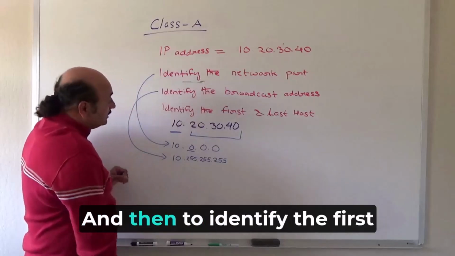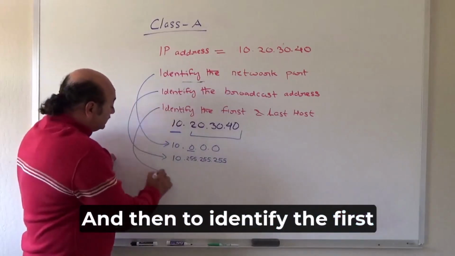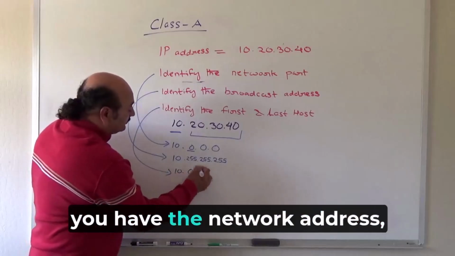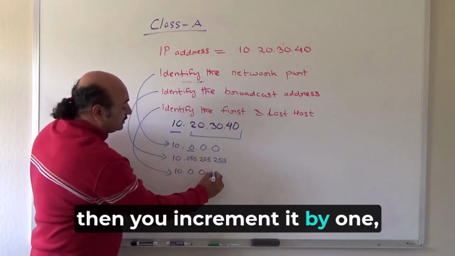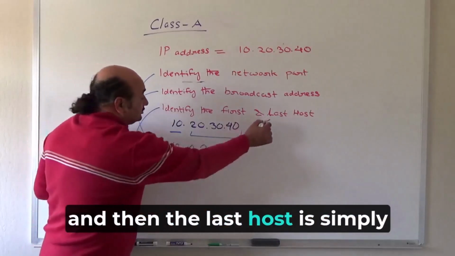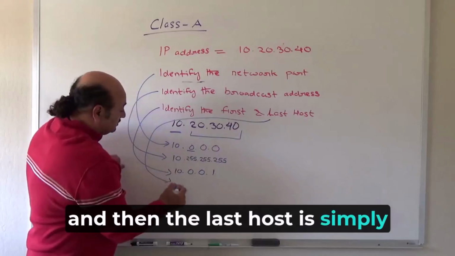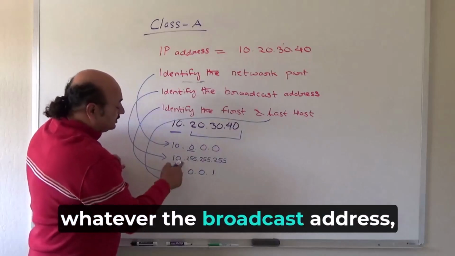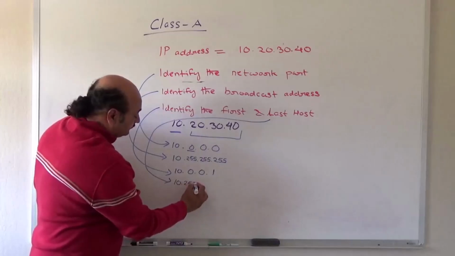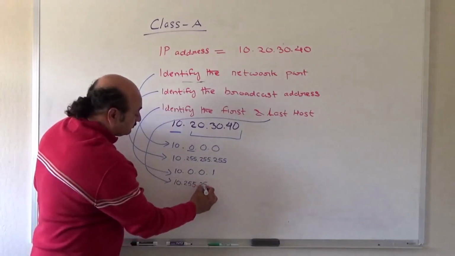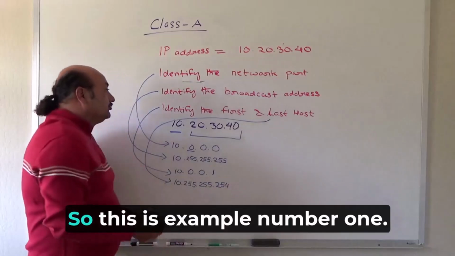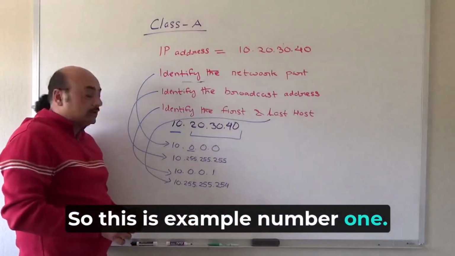Okay, and then to identify the first host, simple. You have the network address, then you increment it by 1, which gives you the first host, and then the last host is simply whatever is the broadcast address, reduced by 1. So this is example number 1.